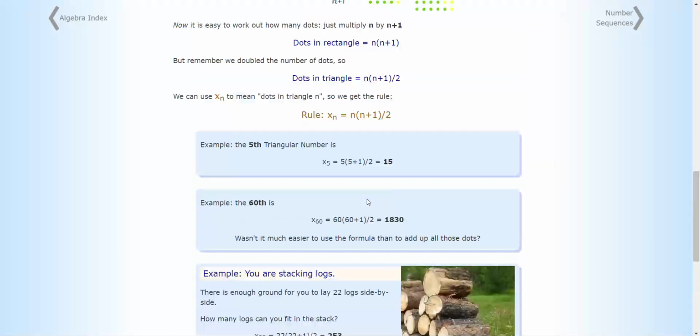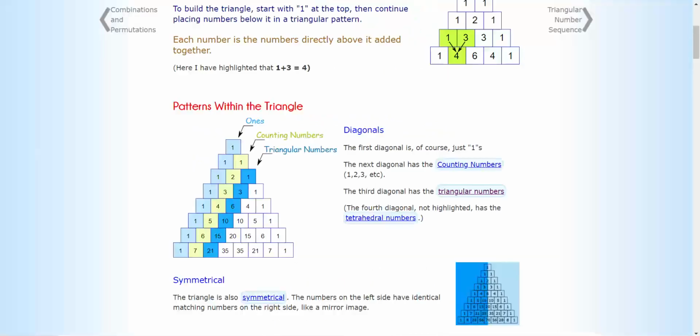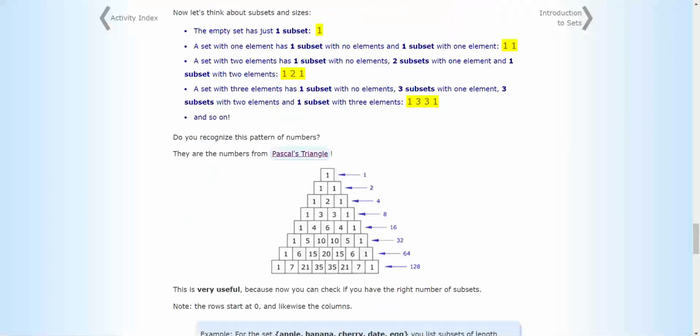Okay. So this is what the triangular numbers are. In this case, this is the sequence 1, 3, 6, 10, 15, 21. And going back to the sets, you see there are different subjects that branch us to different topics altogether. But let's stick with the Pascal's triangle for now. So we know that these are the ones, this is the index, and this is the triangular numbers.